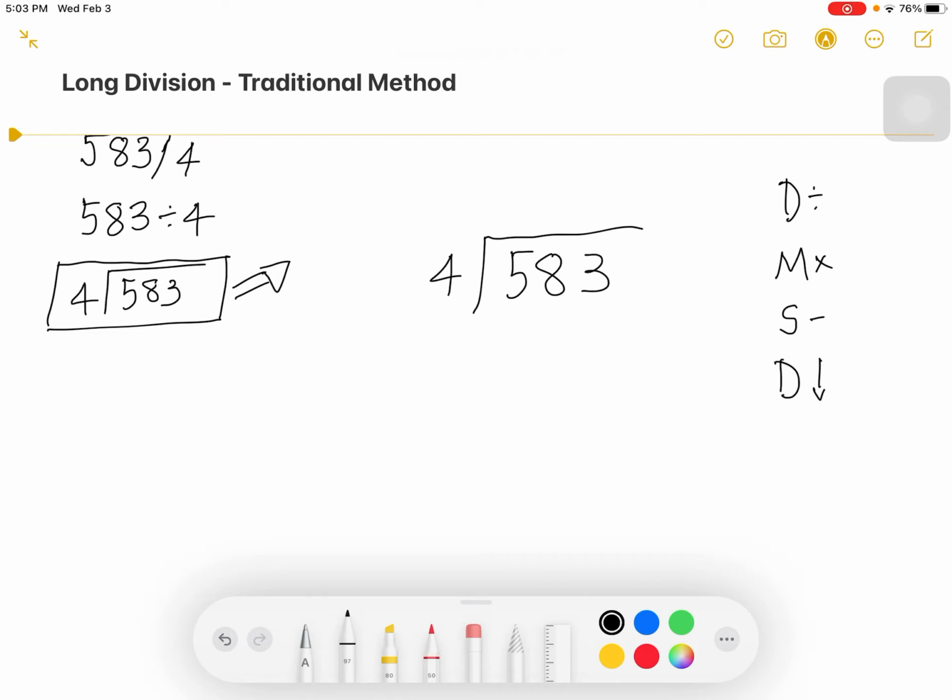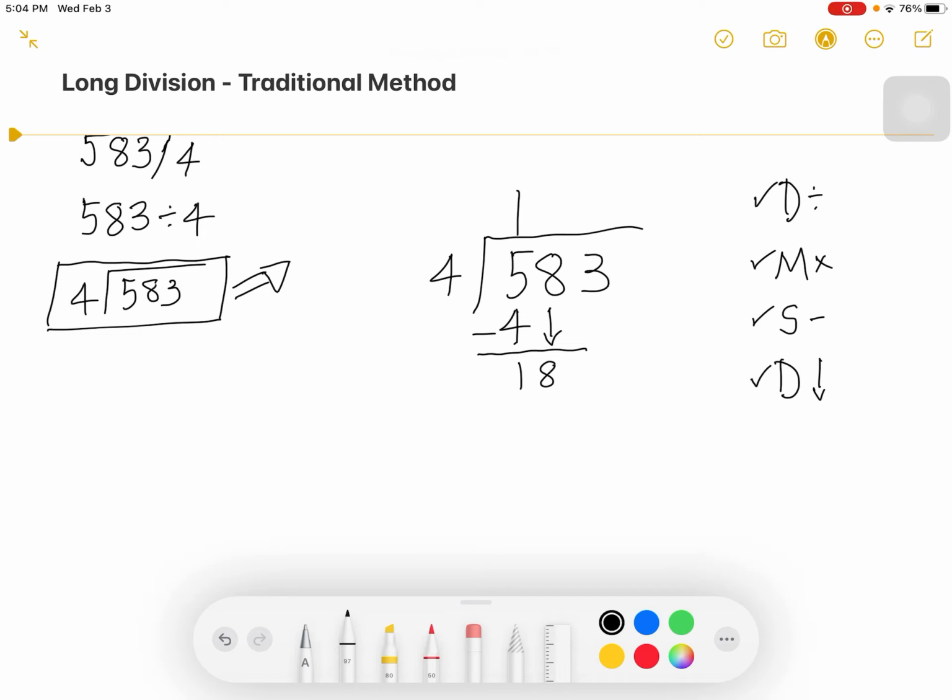So we start with divide. How many times does 4 go into 5? It goes in 1 time. That is our divide. Next is multiply. We take 4 times 1, and we get 4, of course. Then we subtract. Our subtraction problem is 5 subtract 4, and we get 1. And then our drop is we take the next digit in our problem, drop it down to the bottom of your problem, and your dropping is done.